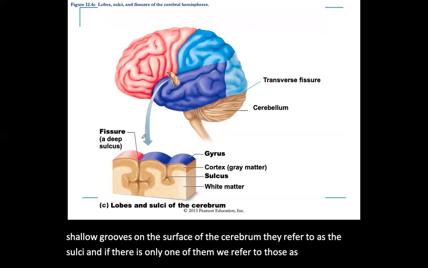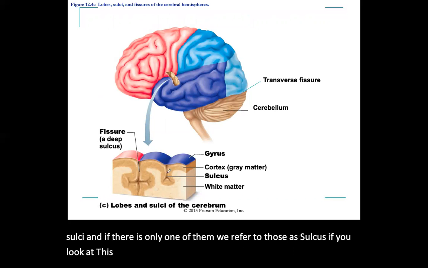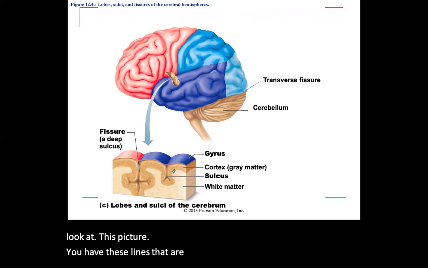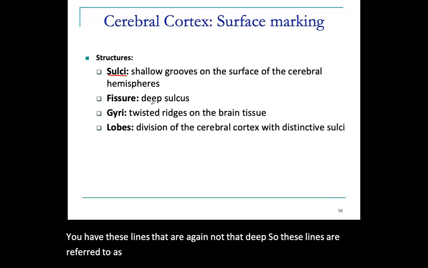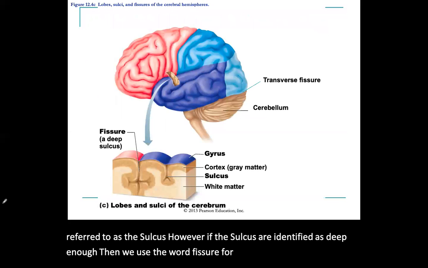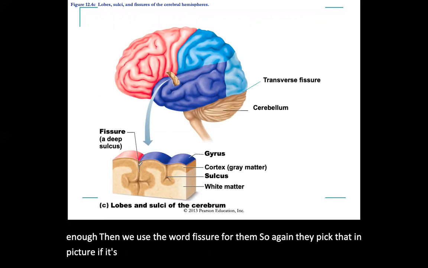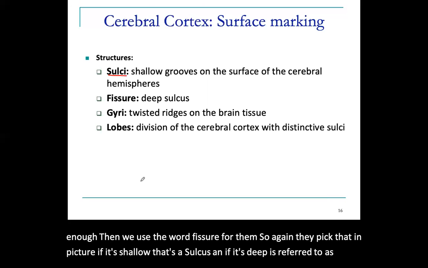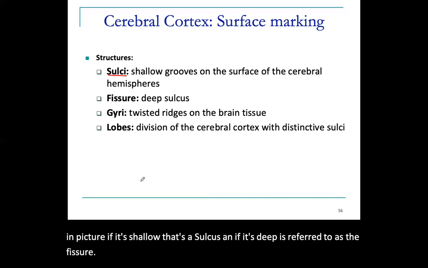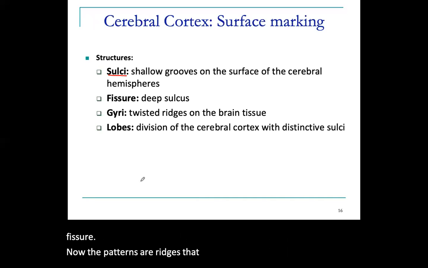So if you look at this picture, you have these lines that are, again, not that deep. So these lines are referred to as the sulcus. However, if the sulcus is deep enough, then we use the word fissure for it. So again, depicted in the picture, if it's shallow, that's a sulcus, and if it's deep, it is referred to as a fissure.